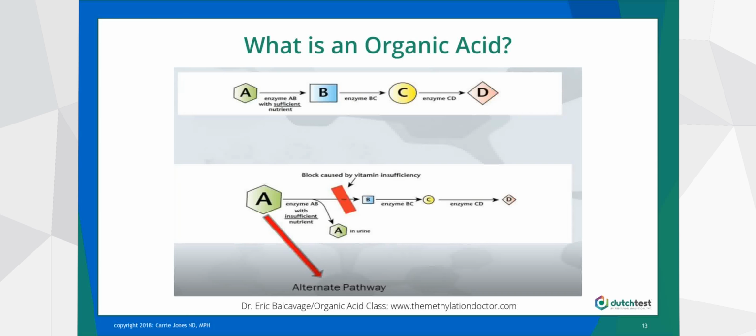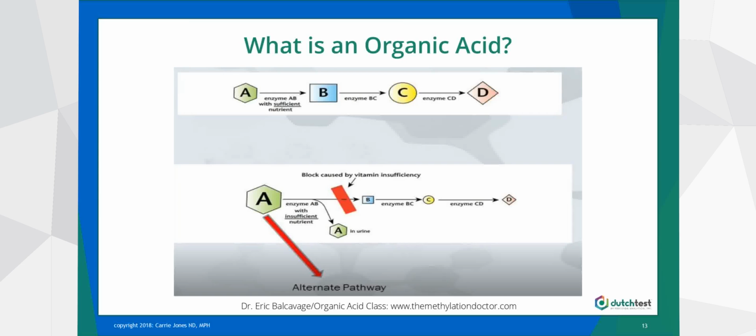What if you have a hormone issue that plays a direct role in the creation of that enzyme? You can't get to B. And so what happens is that A can go 2 ways. It can choose an alternate route. It can turn tail and go, all right, well, forget you, B, I'll go somewhere else. Or it gets excreted out into the urine as an organic acid. And so that is how an organic acid is formed.